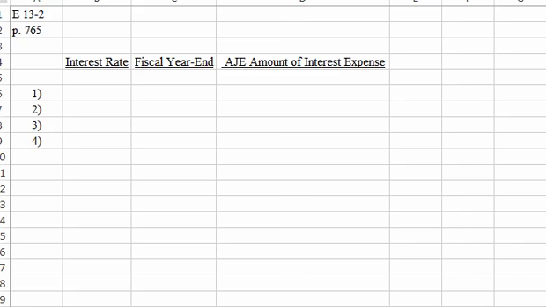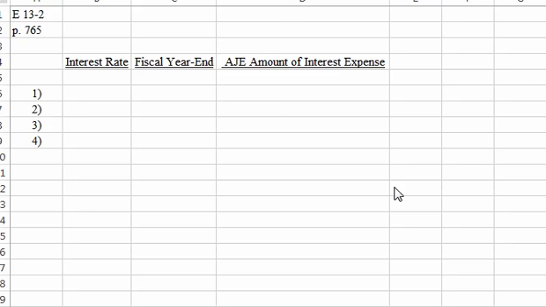Okay, you guys, we'll now take a look at exercise 13.2 on page 765 in your text. And here we're determining accrued interest in various situations. Really, what they're changing is the interest rate and the fiscal year end. And let's read through it.